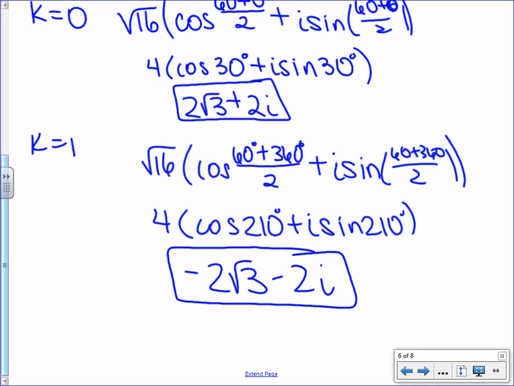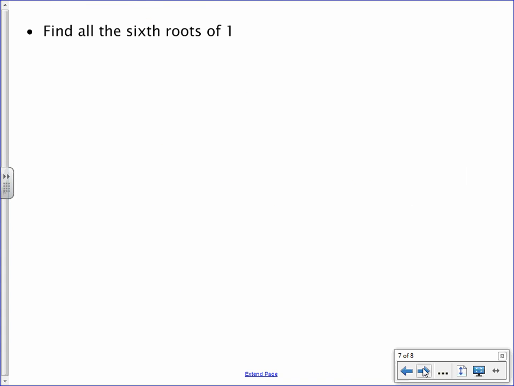Let's talk about something that's maybe a little bit more meaningful. Let's find the sixth root of 1. How many will there be? There will be 6. Okay. First of all, this number is not in trig form, is it? No. So we're going to need to put it there. Here is 1 plus 0i.